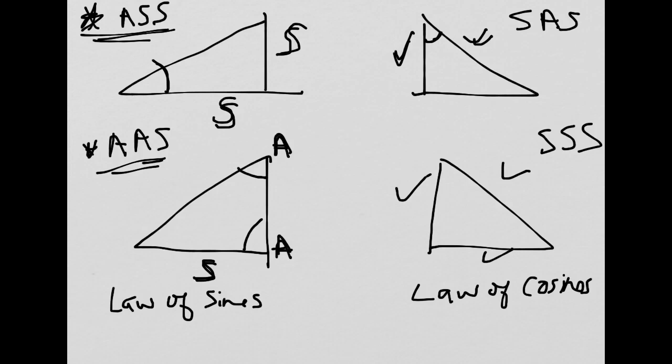This triangle over here is a side, angle, side. Or if you know all three sides and no angles, then that's just going to be a side, side, side. And we'll use the law of cosines for those two triangles.